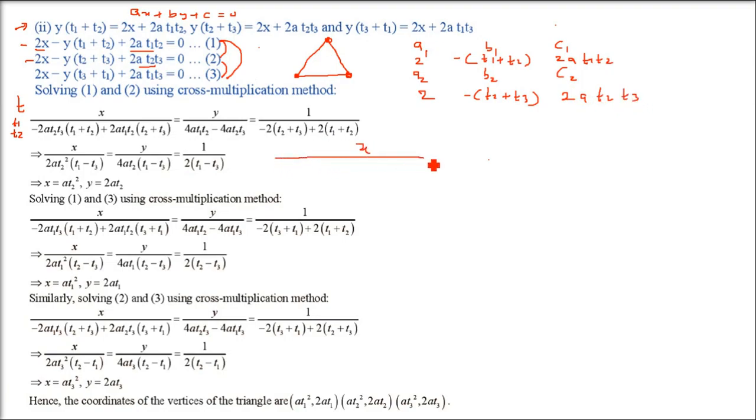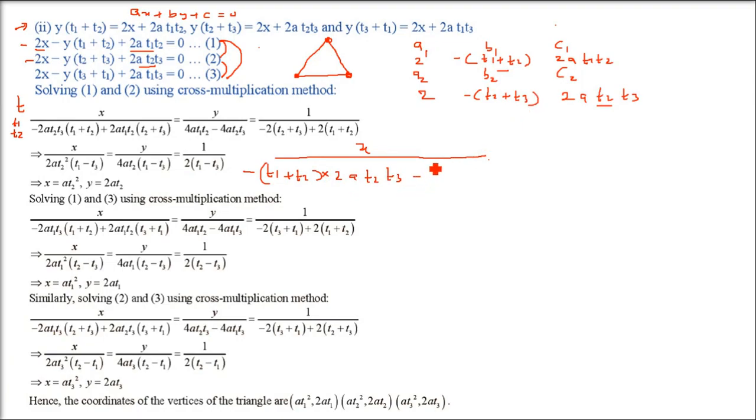Now this x by, we know the formula here, x by B1 C2 minus B2 C1. So we'll use this B1 C2, we have to multiply these two. So we get minus (t1 plus t2) multiplied by 2a t2 t3.